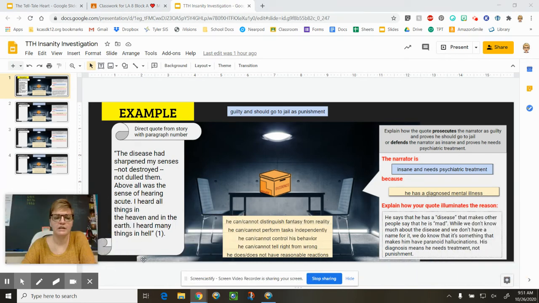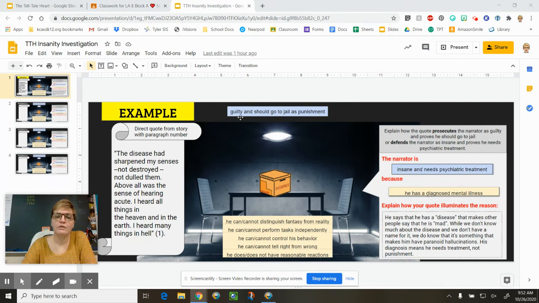So the quote goes over here. For me, I use the reason that the person has a diagnosed mental illness, which is not a reason that you're allowed to use because I'm stealing it from you. But I use the quote, "The disease had sharpened my senses, not destroyed, not dulled them. Above all was the sense of hearing acute. I heard all things in heaven and in earth. I heard many things in hell." And I have the paragraph number here.